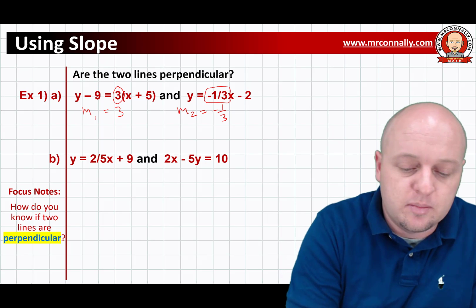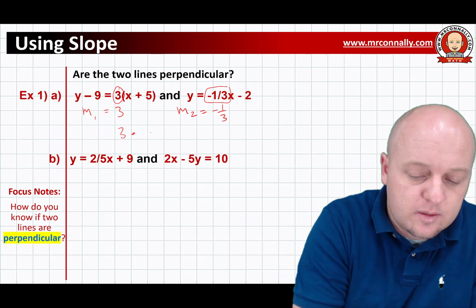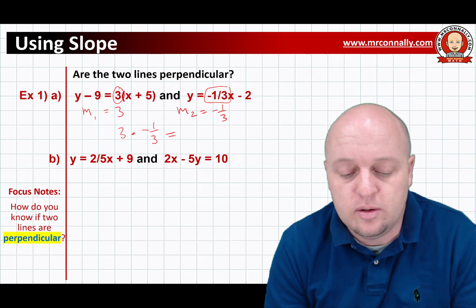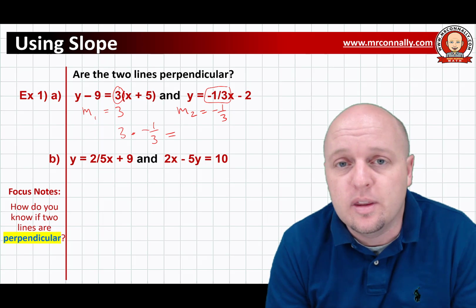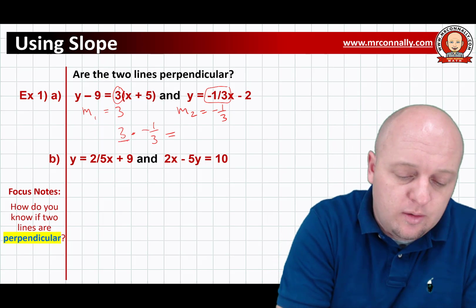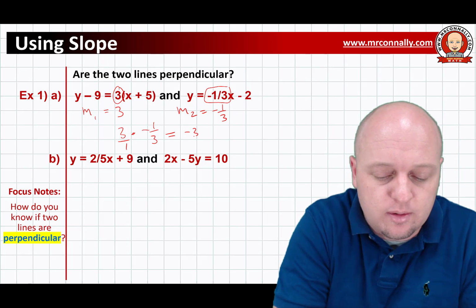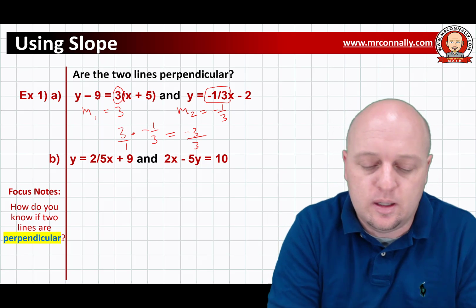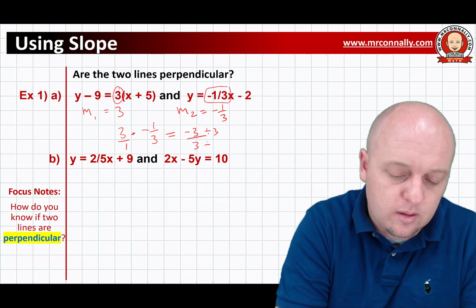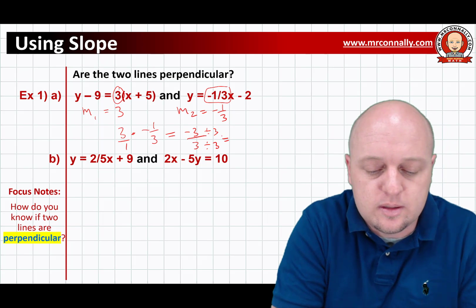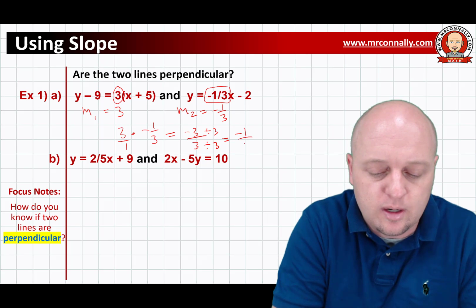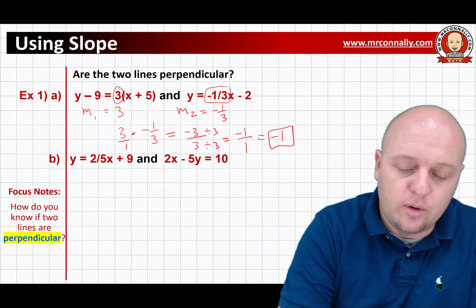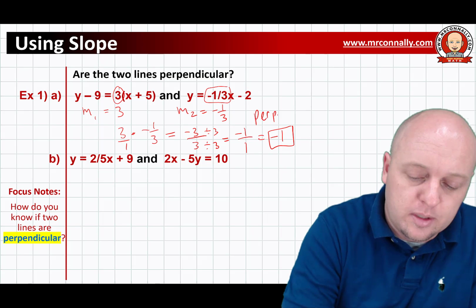Now I just take the two slopes and multiply them together. 3 times -1/3. And if I get -1, then I know that they're perpendicular. If I don't get -1, then they are not perpendicular. So 3/1, 3 times -1 is -3. 3 times 1 is 3. Oh, I've got -3/3. Oh wait, let's simplify. -3 divided by 3 is -1, and 3 divided by 3 is 1. What do you know? It is equal to -1. Therefore, these lines are perpendicular.